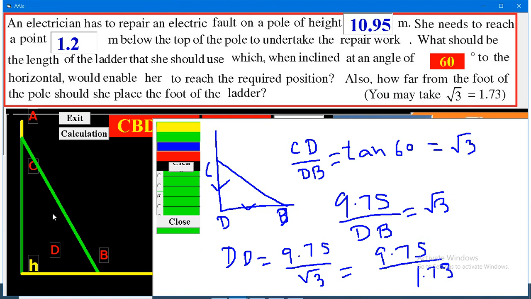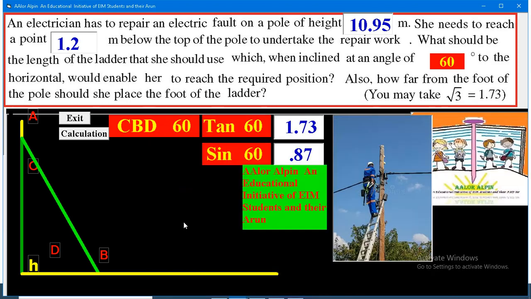So again, two sides and one angle. Here perpendicular is given. You have to find the base, apply tan. You have to find the length of the ladder, that means hypotenuse. You apply the formula, sine formula. Now your job, I did 3 problems.